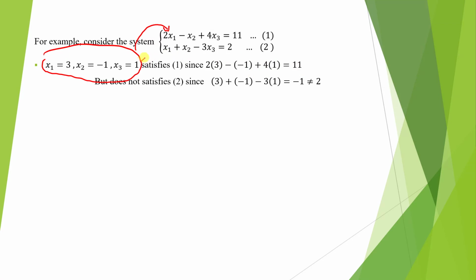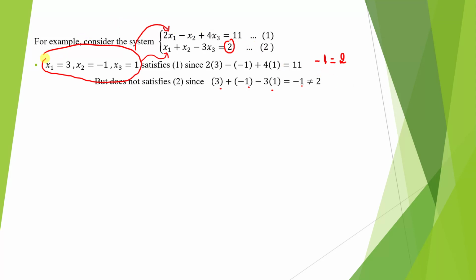But when we substitute these values in equation 2, we have 3 minus 1 minus 1 equal to 1, which is the opposite of 2, because our equation is equal to 2. It means that we have 1 equal 2, which is not true. This is the opposite of our mathematical theory: a positive number cannot be equal to a different number.